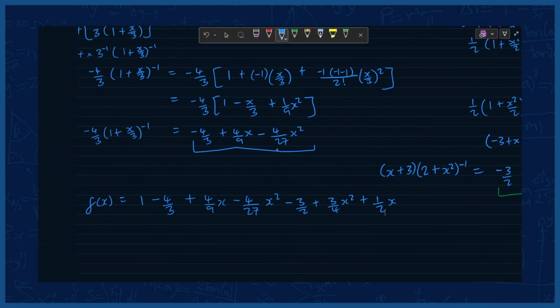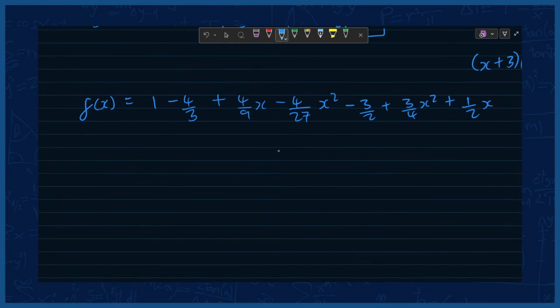And now let's simplify like terms. So for the terms independent of x, we've got 1 minus 4 thirds, which is minus a third. And then we've got minus a third minus 3 over 2. I'm not doing that in my head. Minus a third minus 3 over 2, that is negative 11 over 6. So negative 11 over 6.